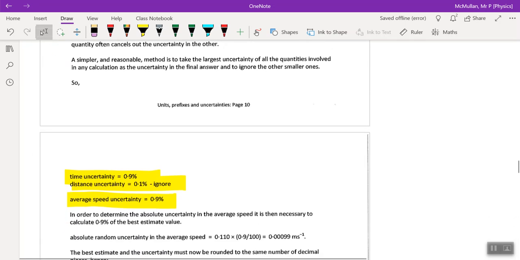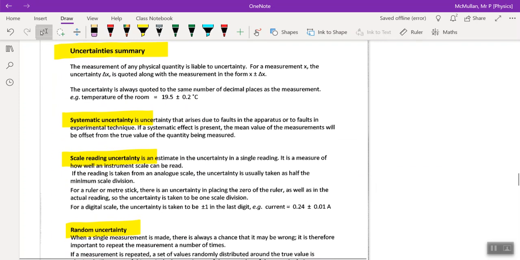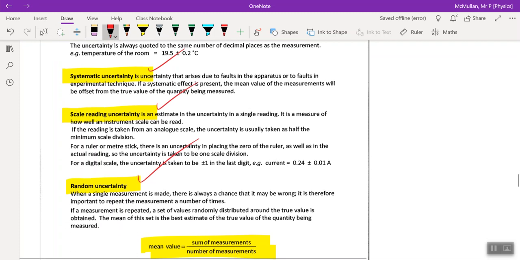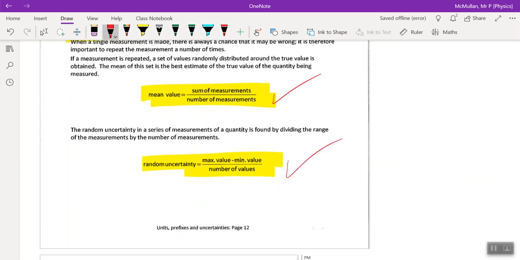Let's skip forward to the summary page. This is probably the most important section. It gives you an index of how each uncertainty is calculated and how it is displayed. So you can make sure that you've read through systematic, scale, and random. Look at the examples to see how, if you were completing a question, you would write down the values. Here's our formula to work out average, which I'm sure you know. Here's our formula to work out random uncertainty.